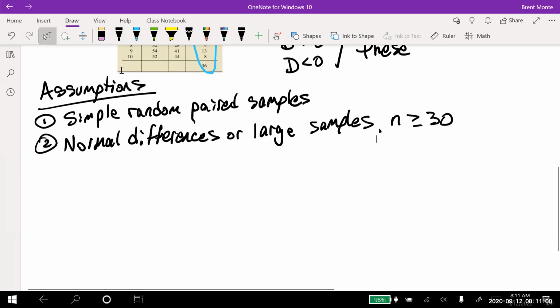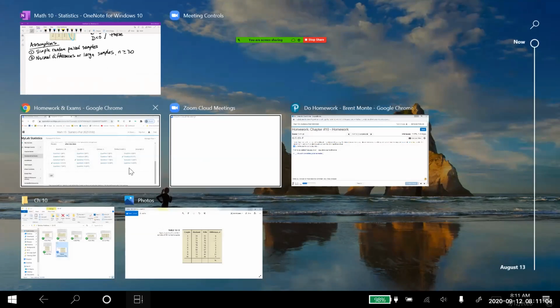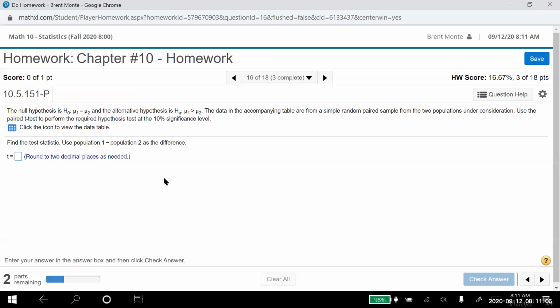So let's go into StatCrunch and see what we have in there. I've got problems 16 and 17. All right, so here's problem 16. It says the null hypothesis. Now notice they're doing the h sub 0. The null hypothesis is mu1 equals mu2 instead of d equals 0. That's the way sometimes you'll see it that way. Again, not my favorite, but you will see it sometimes that way. So again, this could have been written as d equals 0.